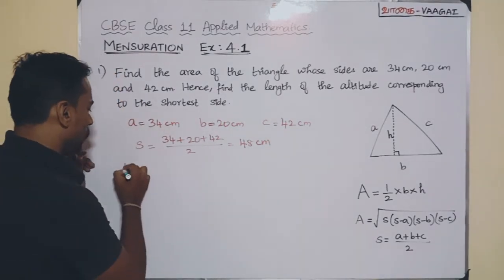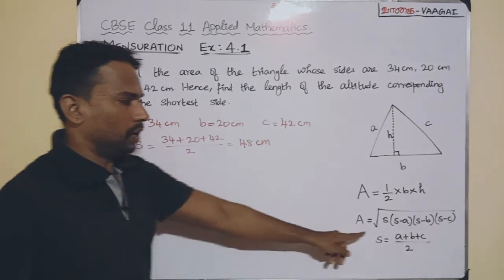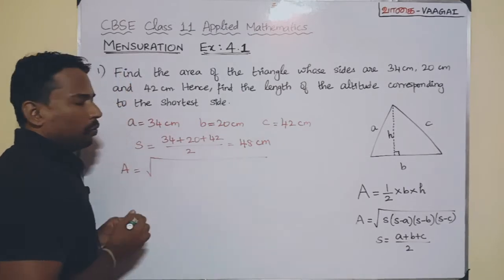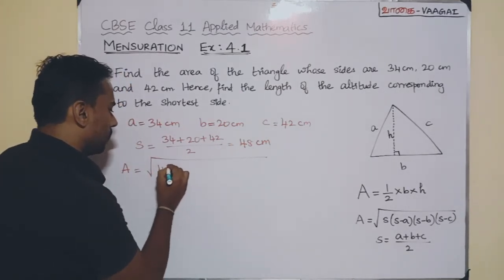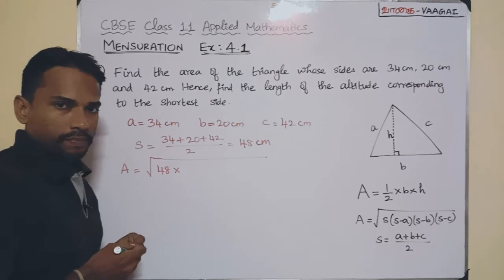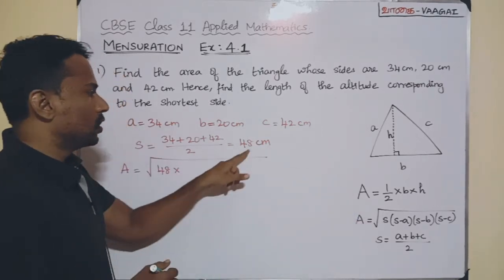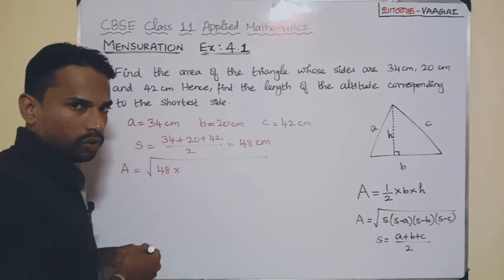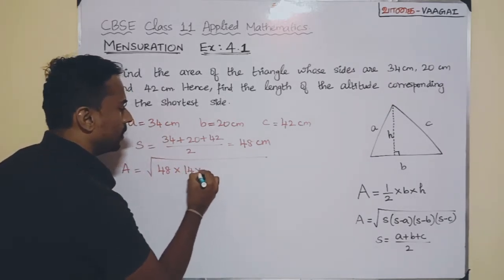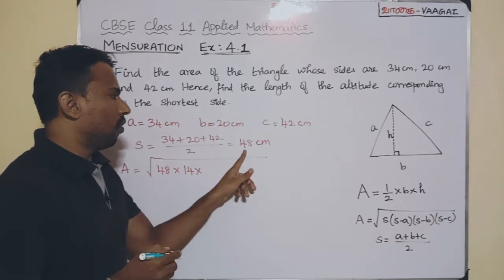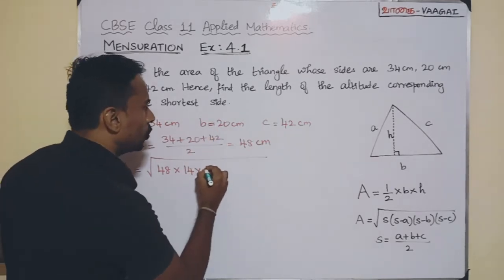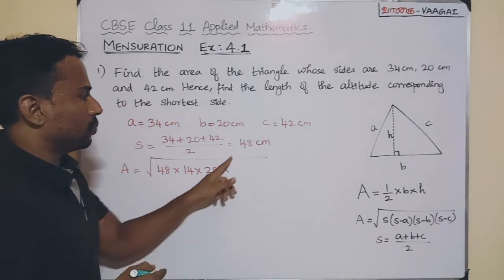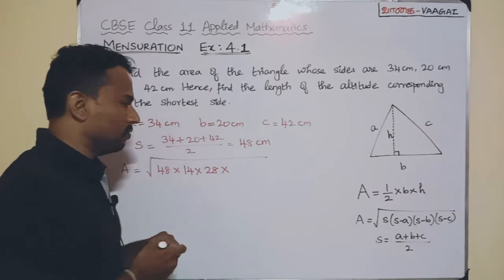Area will be nothing but, now we can use this formula, square root of s(s − a)(s − b)(s − c). So square root of, now what about s? S is 48, multiplied by s minus a, which is 48 minus 34, that will be 14, multiplied by s minus b, 48 minus 20, this gives you 28, and the third one, s minus c, 48 minus 42, this gives you 6.